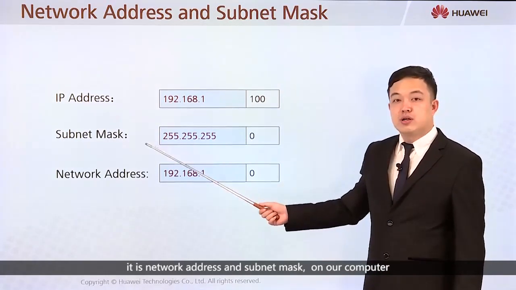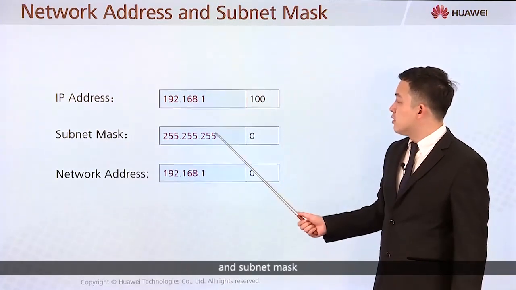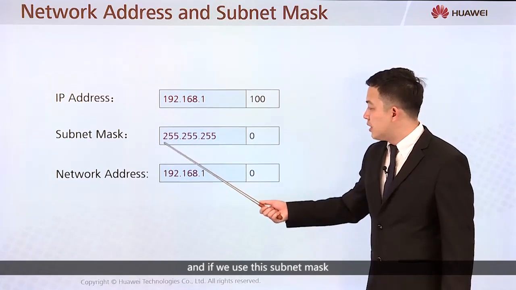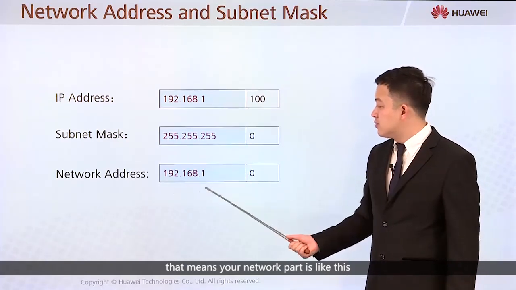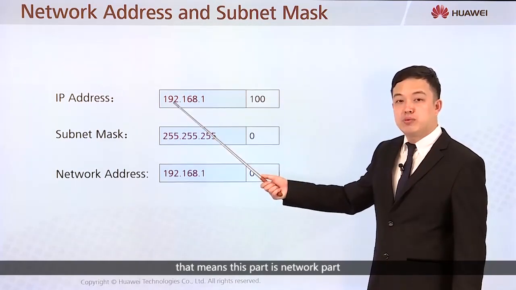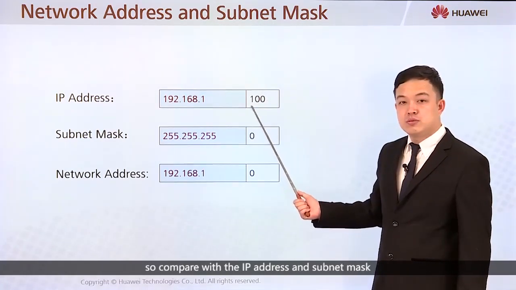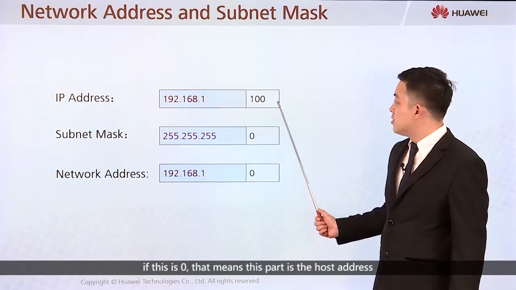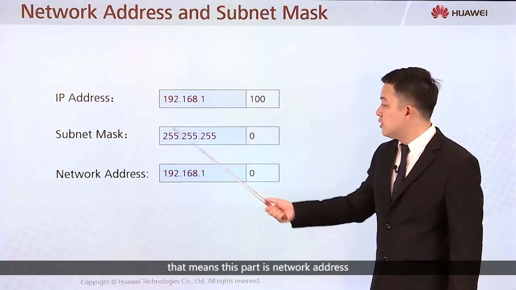When we configure our computer, we need to input the IP address and the subnet mask. If we use this subnet mask, it means your network part is like this. If a bit is 1, that part is the network part. If a bit is 0, that part is the host part. So compare the IP address with the subnet mask: if it is 0, that part is the host address, and if it is 1, that part is the network address.